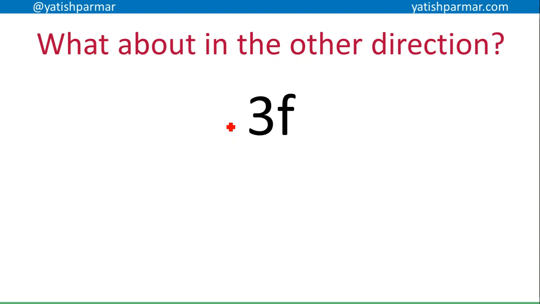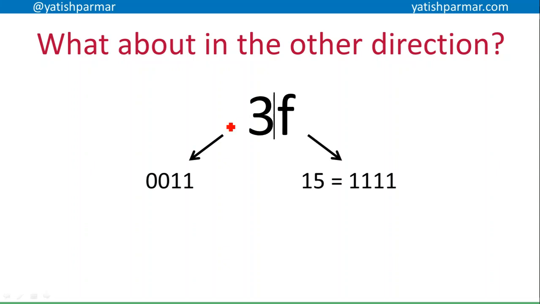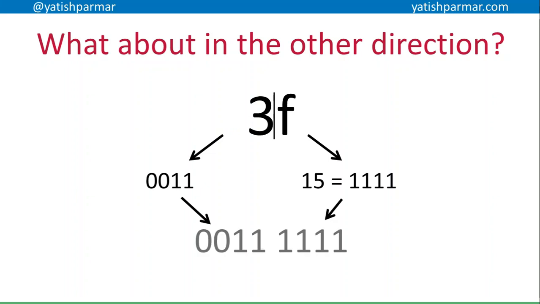How did you go in the other direction? Well, technically if you were smart enough you would have hit pause by now already and had a go at it, because it's really easy. Exactly the same thing. Split the number in half. That was a bit rude, me saying if you're smart. What I should have said is if you're getting it, but here we go. 3 is the same as 0011. On the right hand side, F is 15, which is 1111, and therefore the total number in binary is going to be 0011, and then 1111.